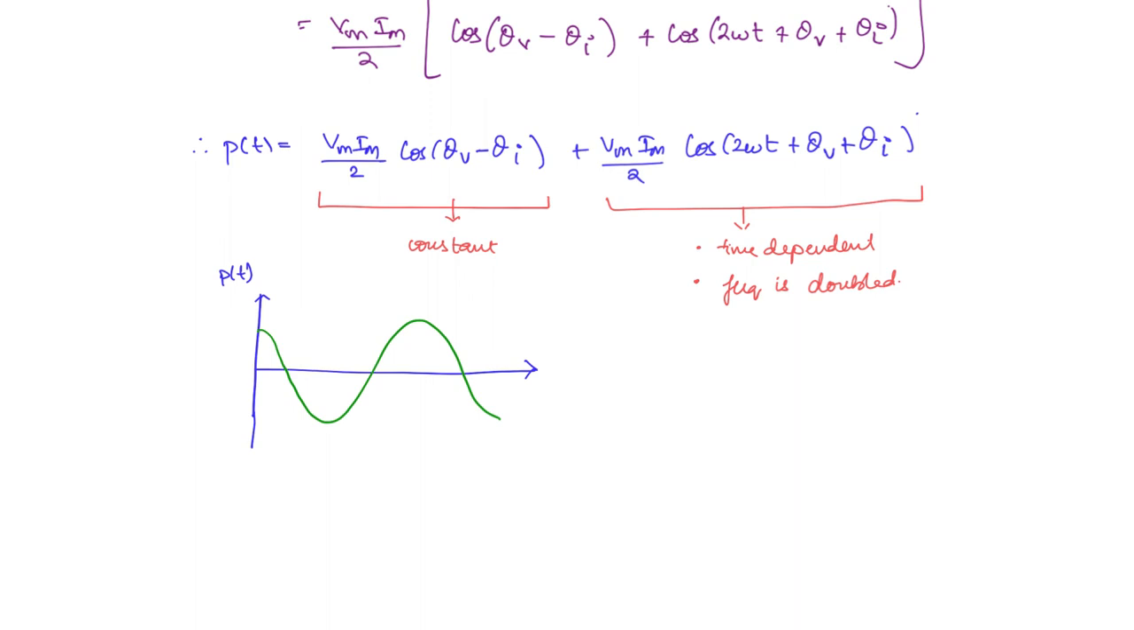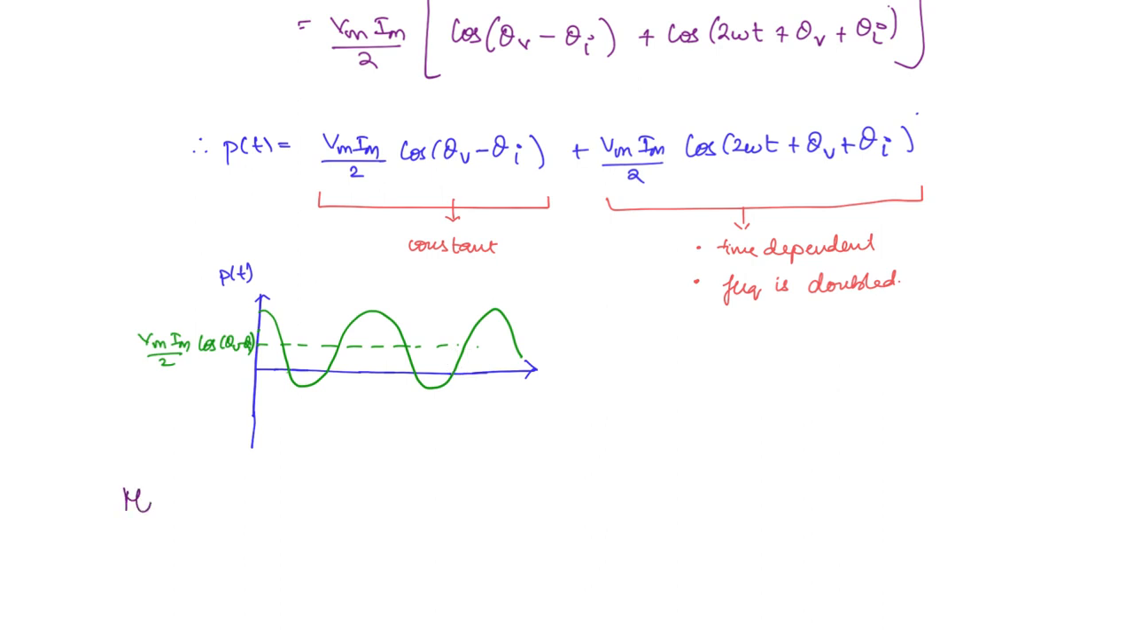But now you have a constant value which is being added to it. So this wave will simply be shifted upwards. So if this is the new average value, Vm Im by 2 cos(theta v minus theta I), now the cos function is going to be starting from here. So now the average value of this function is going to be this DC value. We will see that mathematically as well.